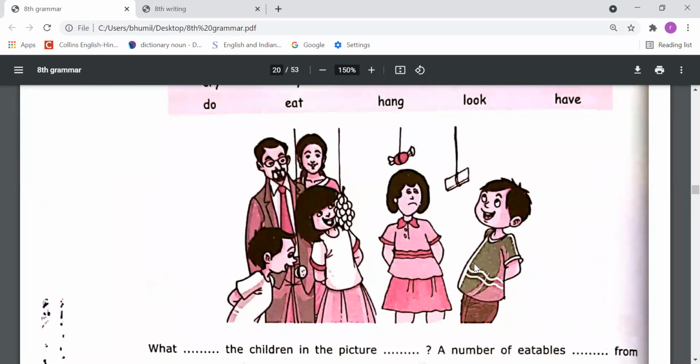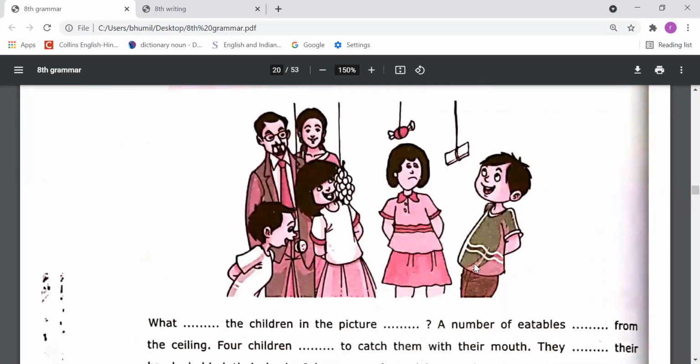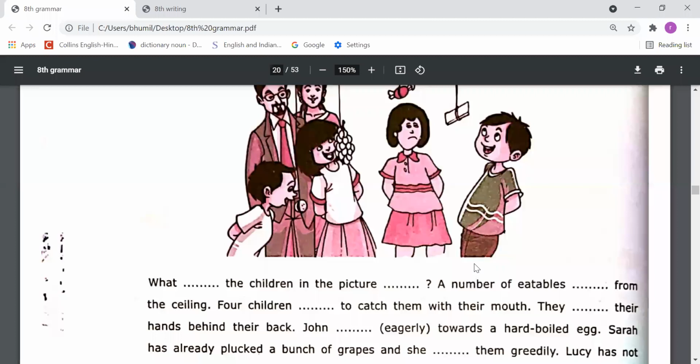Firstly, observe the picture. Okay, now we can write here. First is, what are the children in the picture doing? Firstly, you can see that an interrogation mark is there, so we need to make a question sentence. So we can mention here, what are the children? Children is third person plural, that's why we have mentioned here, are. What are the children in the picture doing? Doing is the ing form because we have used the present continuous tense.